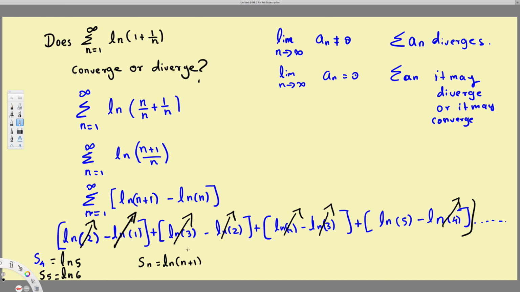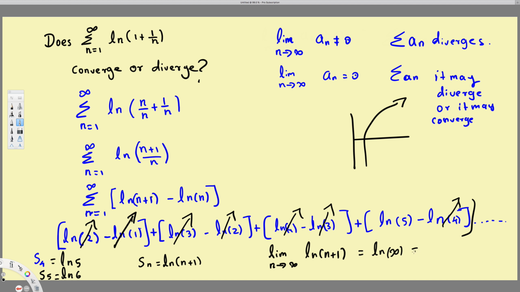Here we can take this into a limit as n approaches infinity of ln(n plus 1). If you apply infinity for n, this is ln of infinity plus 1, which is ln infinity. Let's draw the ln graph and see what happens. Here we have the ln graph. As x approaches infinity, y goes to infinity. So the answer is infinity.